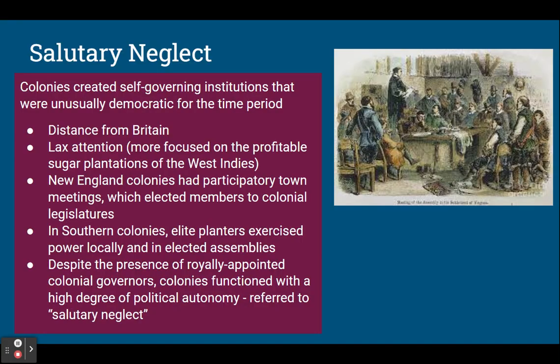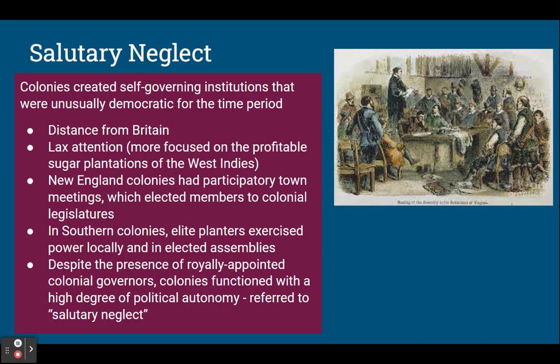They're a pretty far distance from Britain, and the fact that Britain paid pretty lax attention to British North America allowed for these governing institutions to really appear. Britain was a lot more focused on the very profitable sugar plantations and trade of the West Indies. And so they kind of ignored North America to a certain extent. So the New England colonies, for example, had these participatory town meetings, and those town meetings would elect members and then send them to the colonial legislatures.